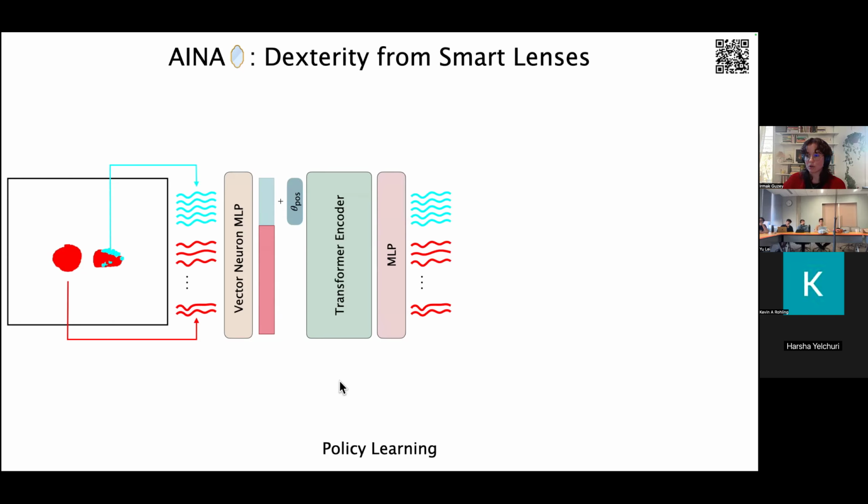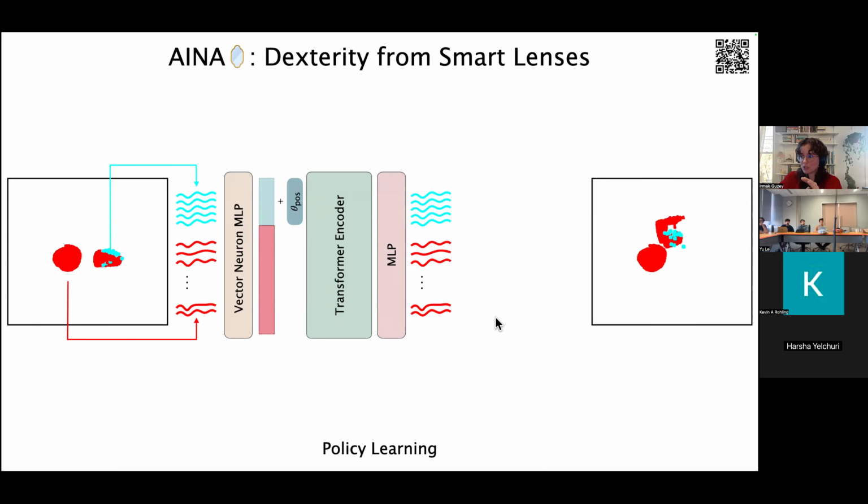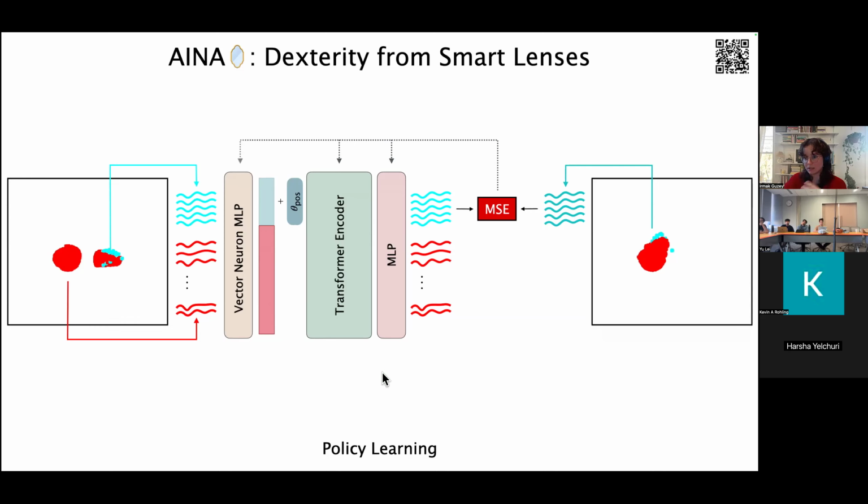Then we pass them through an encoder, and we pass the output of the encoder through an MLP. Then we supervise this whole thing with the MSE loss between the predicted hand points and the actual hand points. And then we train this whole system end-to-end. It is a relatively small model, around 11 million parameters. It's pretty small and it trains very quickly.